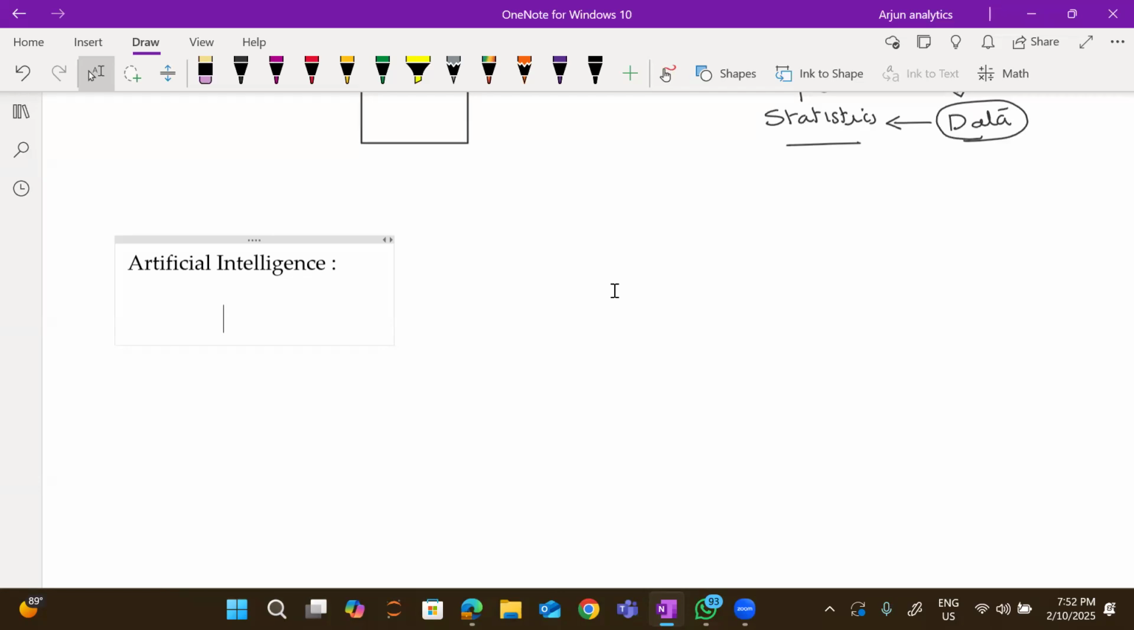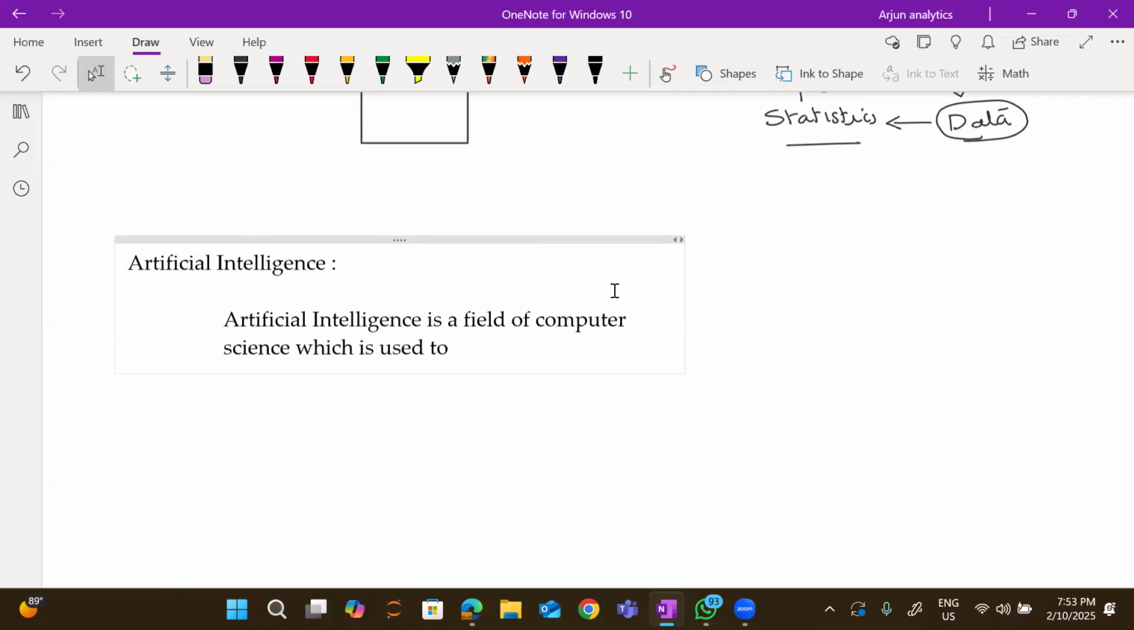Okay. I can say artificial intelligence is a field of computer science which is used to develop or design intelligent machines which can mimic or behave or simulate the human intelligence.